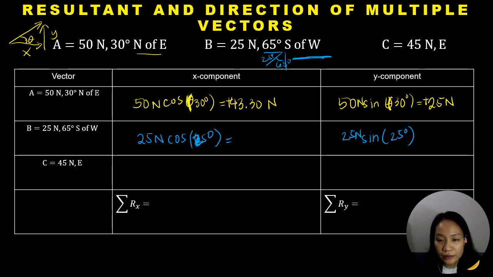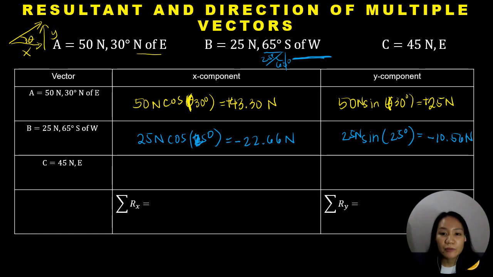To calculate this in your calculator, you'll get, for the x component, 22.66 newtons. And for the y, you get 10.56 newtons. Now lastly, don't forget this step. The south of west is in the third quadrant, remember. So in the third quadrant, the signs of x and y are both negative. So we attach a negative sign in front of the values.